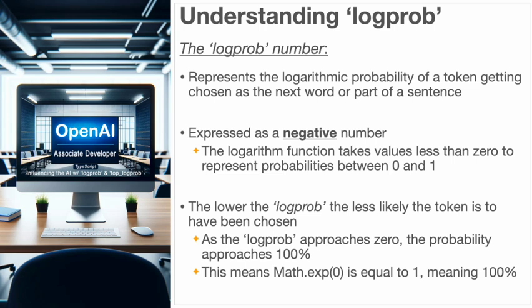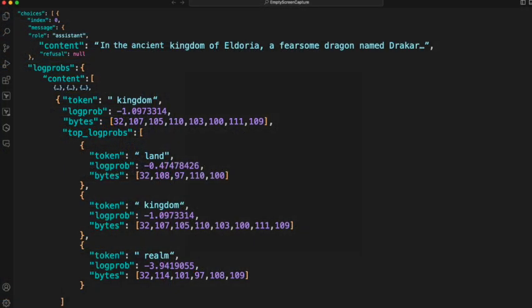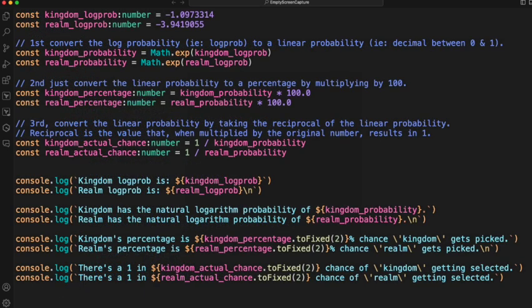To better understand the Logprob value, we'll compare a couple of the Logprob values from our Dragon's story output. We will compare the Logprob values of both the kingdom and realm tokens and see why kingdom was chosen. To evaluate the AI's token selection, let's delve into the mathematics behind the Logprob values using a code example. In our code, we'll look to determine the probability the AI evaluated when deciding between these two words. Starting with the Logprob values for the kingdom and realm tokens.